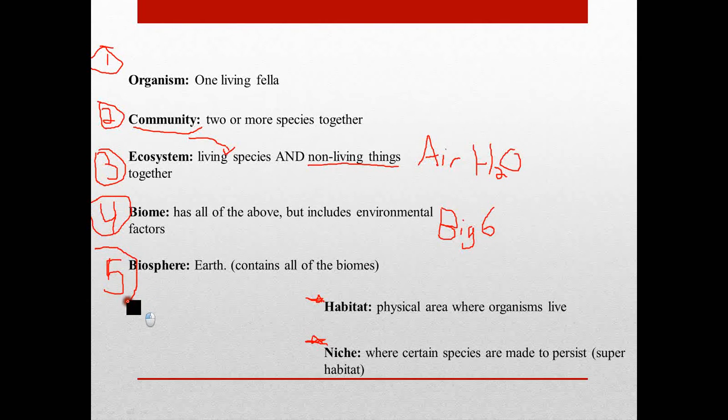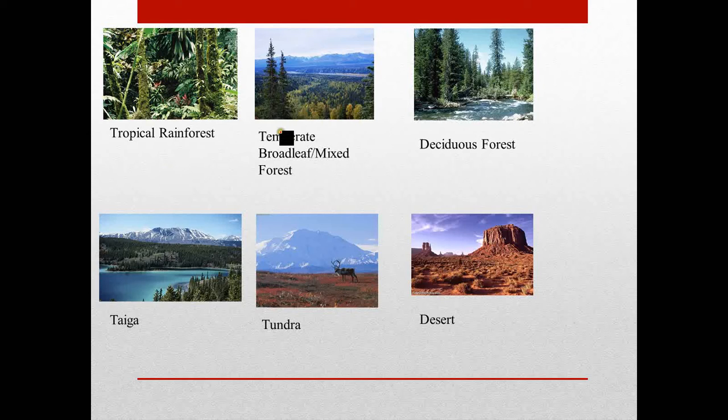Okay, so let's get started. Here's the big 6. The first one is the tropical rainforest. Based on the picture, I tried to get pictures that represented these well. The tropical rainforest has a lot of vegetation and a lot of different animals, like amphibians, birds, mammals. You just got all kinds of stuff there.